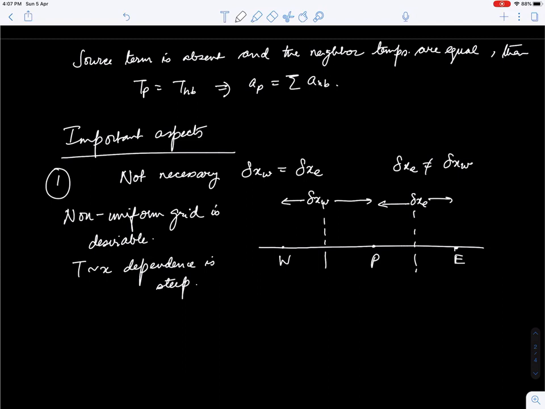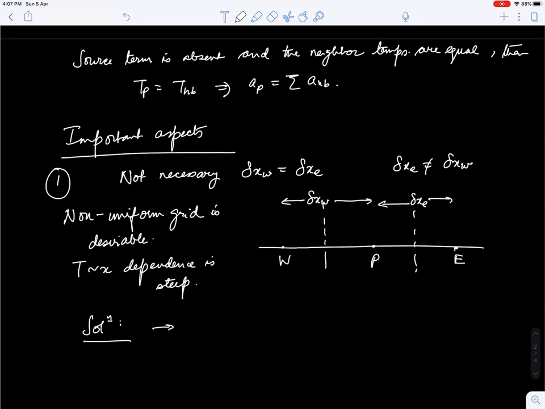Now the issue is that if we have a steep gradient, then ideally we should be taking a finer grid in that region. But a priori, or beforehand, we will not know where we need a finer grid and where we can do with a coarse grid. So this T versus X variation is not known before the problem is solved. So what is the solution, or what is the remedy?